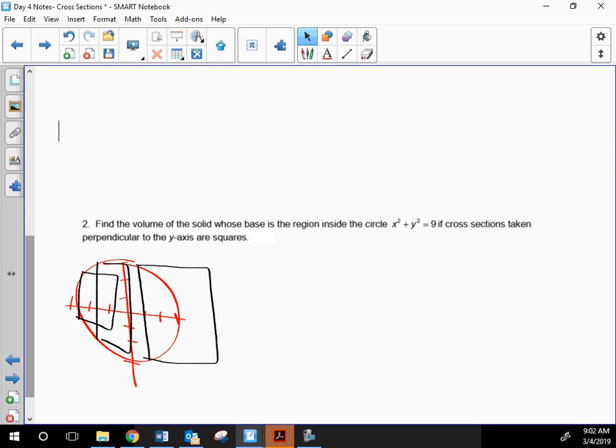These are just a few of the cross sections, but we have infinitely many little cross sections, or slices. It's creating a solid. We're creating a 3D shape with that. So what we're doing is finding the volume of the solid that this creates.